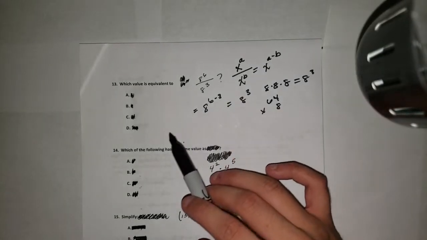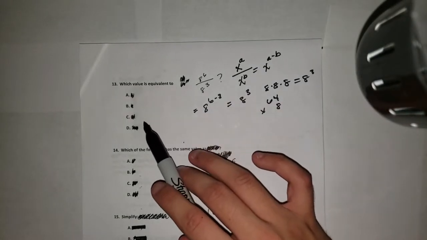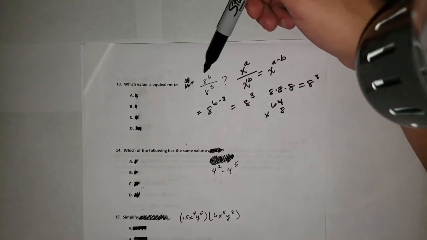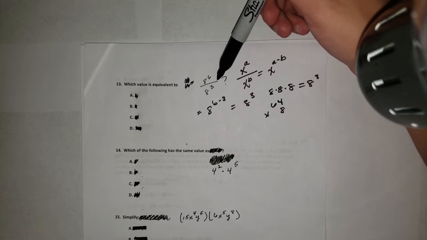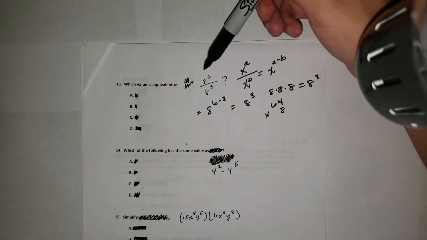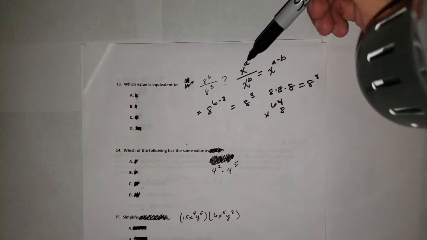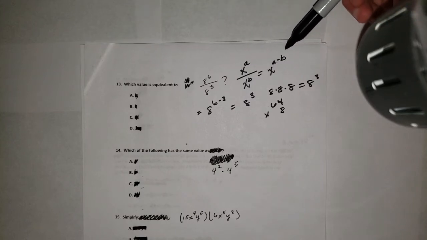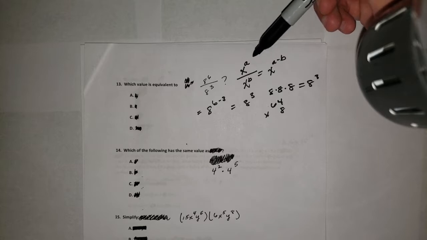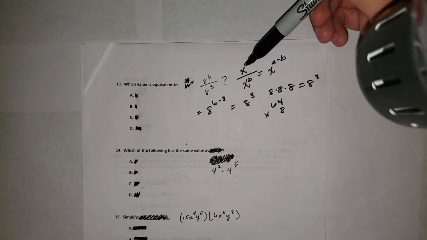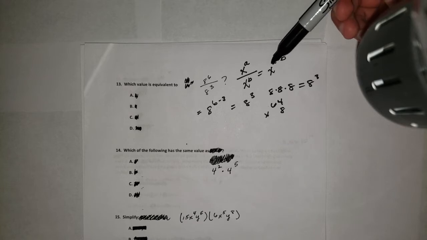All right, so this is the next part of the Unit 1A practice test. This question is asking, which value is equivalent to 8 to the 6 divided by 8 cubed? Well, this is very straightforward. We know that x to the a divided by x to the b is equal to x to the a minus b. In other words, when we're dividing numbers with the same base, all you have to do is subtract their exponents.